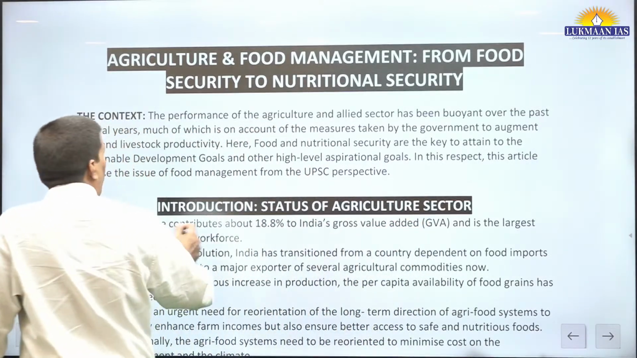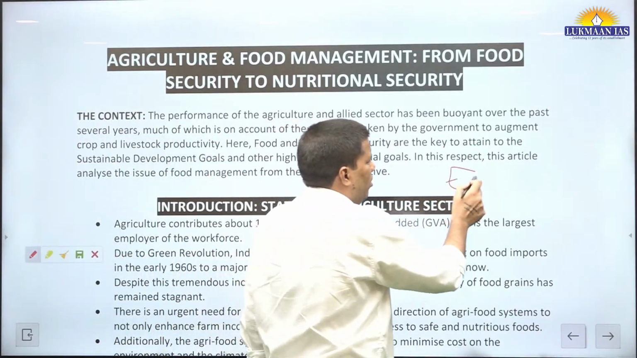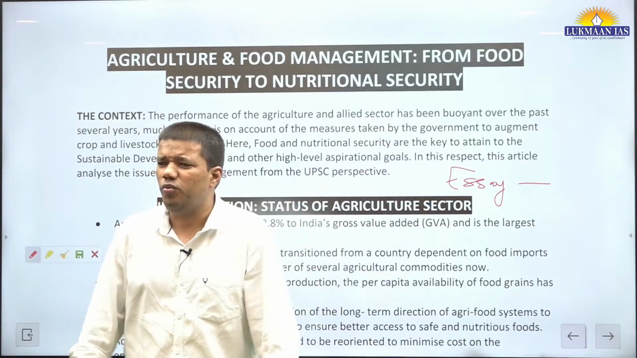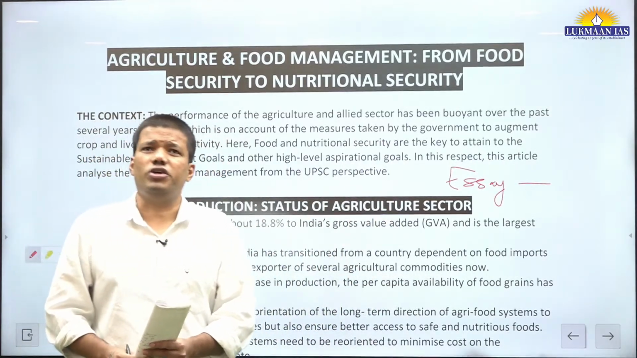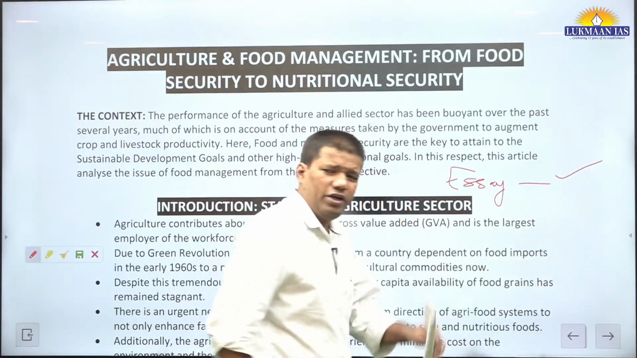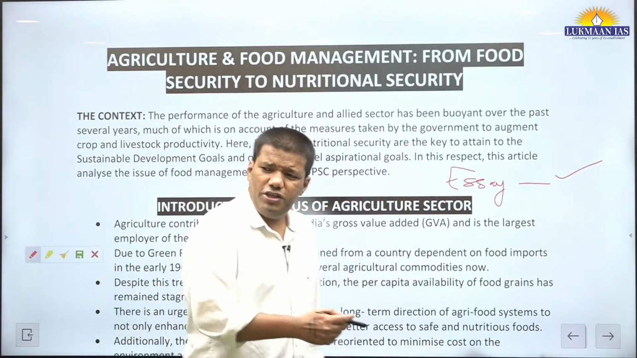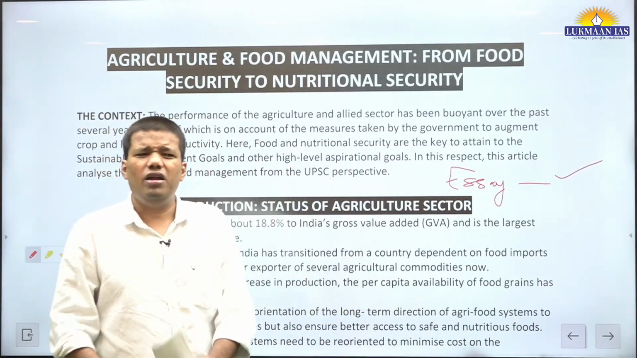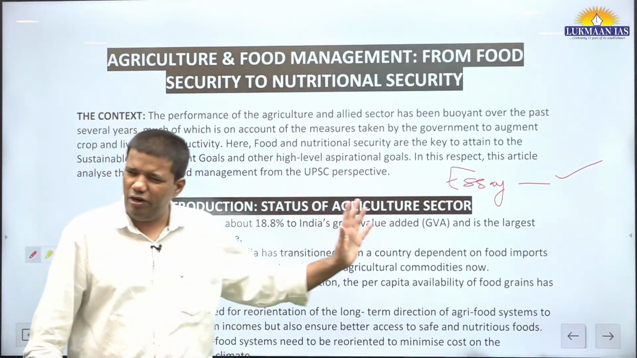Some essay topic might be there, right? From India has to move from food security to nutrition security, right? This is where you can use this content. Second thing, in GS3, the agriculture part is there, where you can get it. And somewhere also in GS2, a little bit.